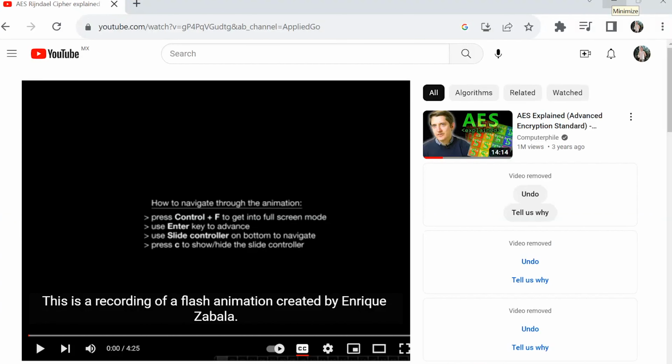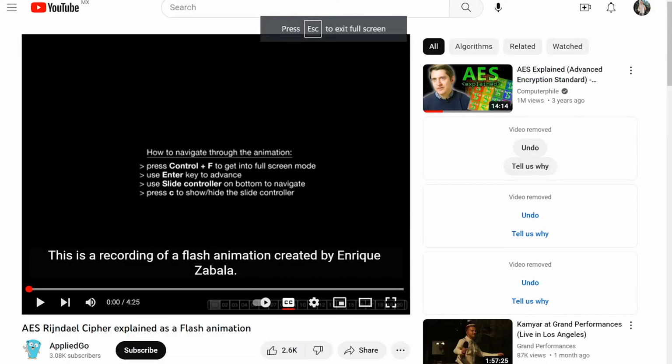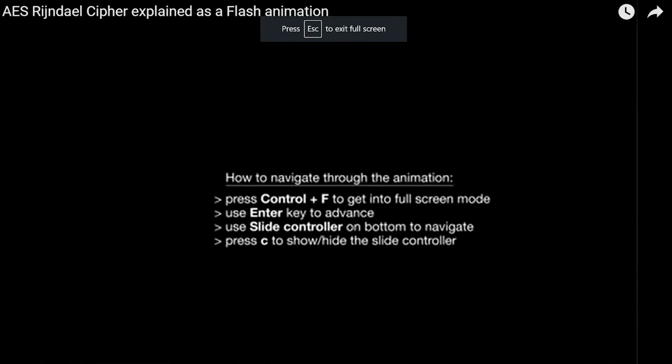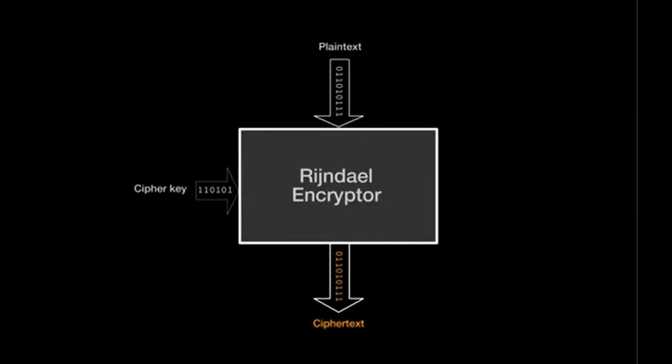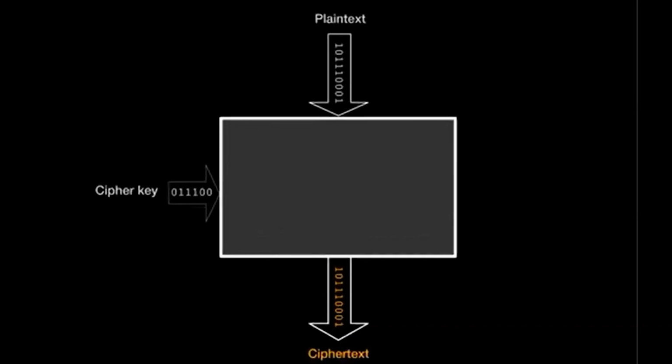But there is nothing better than a very good graphical representation of this algorithm. Can you guys see my screen? Yes? Okay, so let me show you in a graphical way how AES works. I think this will really help us understand this algorithm better. All right, I'll pause it from time to time to give you explanation. So this is the algorithm. You get the plaintext and key, and then you get the ciphertext.